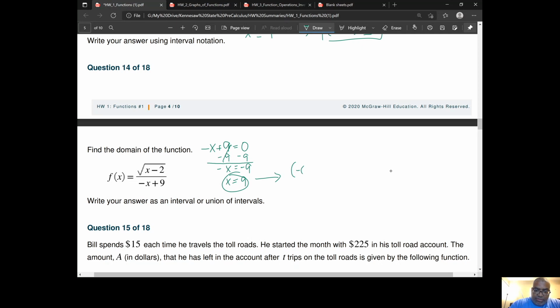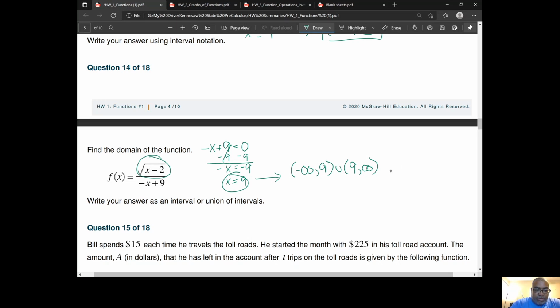So that is negative infinity to 9, union 9 to infinity. That is the domain for f of x. Wait a minute. We have another situation here. They tried to trick me. Okay, we have a radical here.